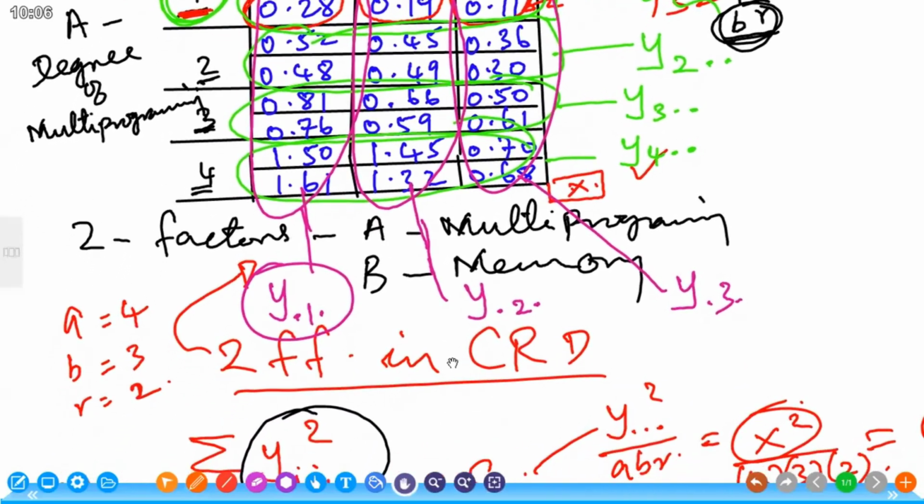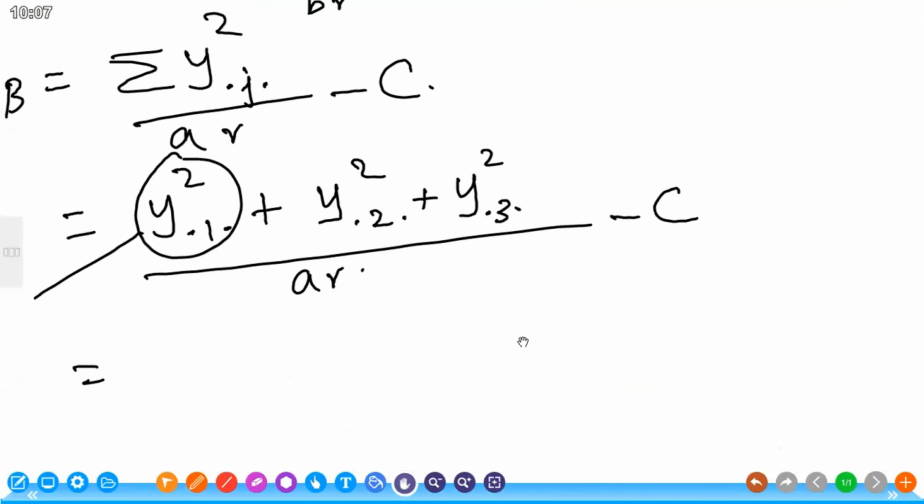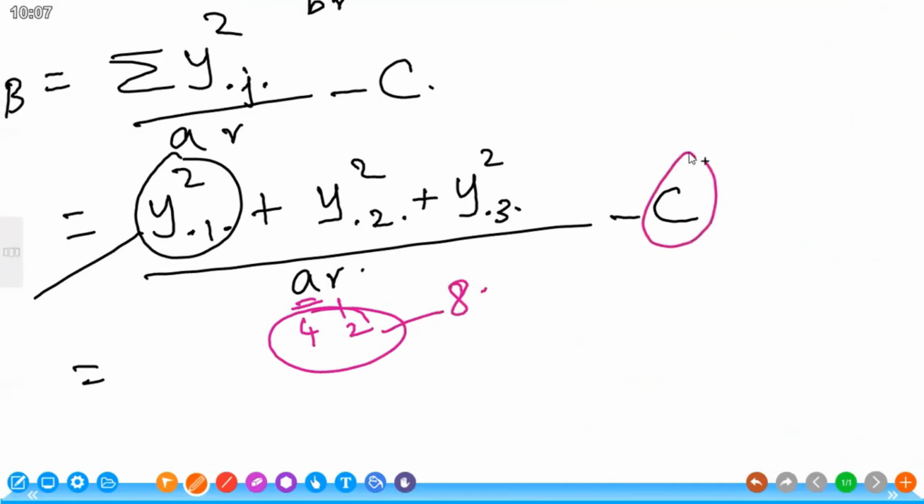Right. So this is how this works. So you add. So how many observations did you add? 8 observations. So how do these 8 observations come about? You see, there are 4 levels in A and this is 2. So 4 into 2 is 8. That is how it comes. The correction factor is always the same. Don't change this.